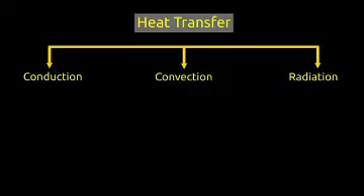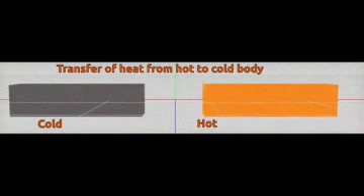When you keep an object on a flame, it becomes hot due to heat transfer. In this video, we will learn about the different ways by which heat transfer can take place. Heat can be transferred from one object to another or from the hotter end to the colder end of an object by conduction, convection, and radiation.